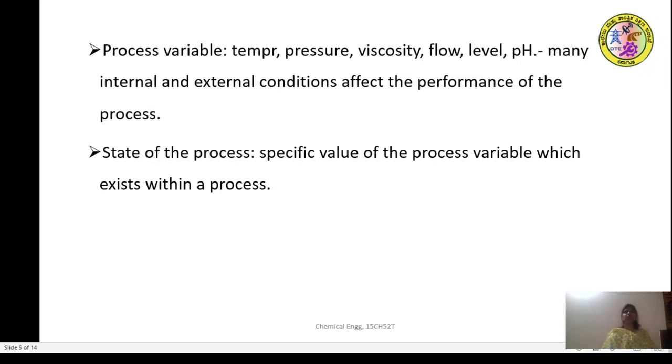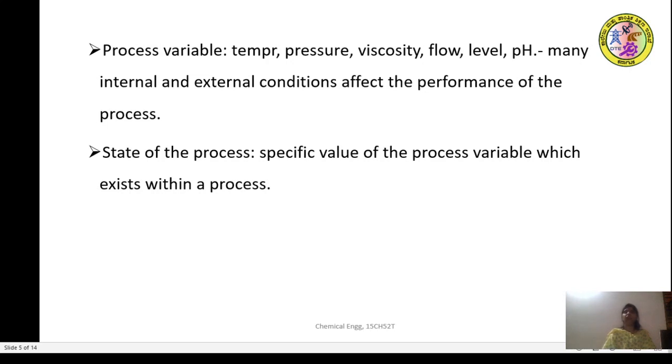So what is a process variable? A process variable could be temperature, pressure, viscosity, flow, level, or pH. Many internal and external conditions affect the performance of the process. So that we call it a process variable.